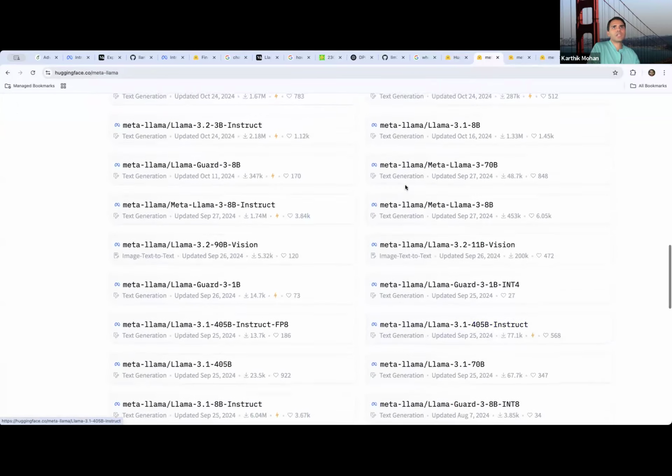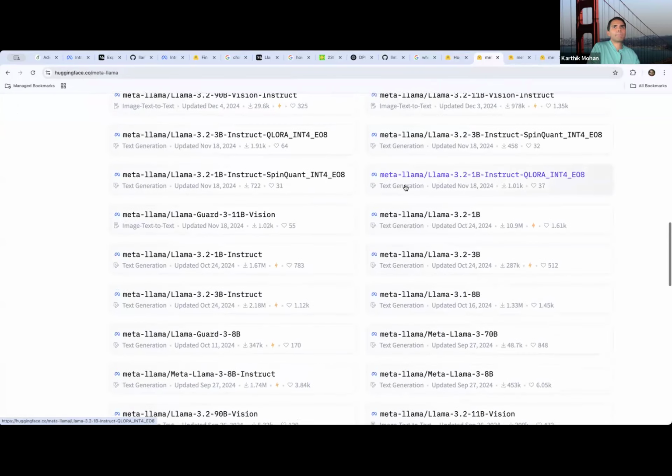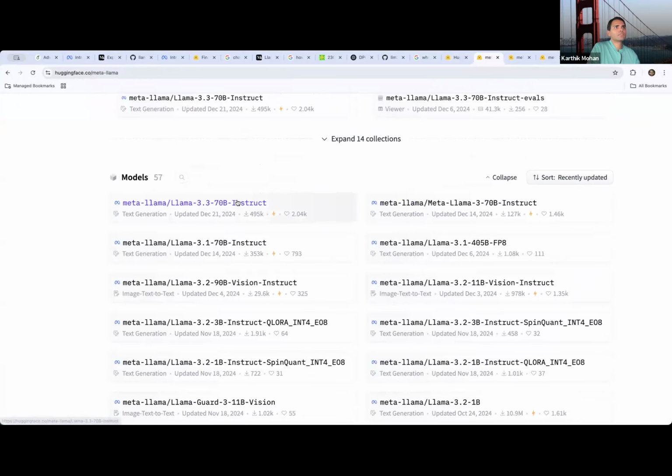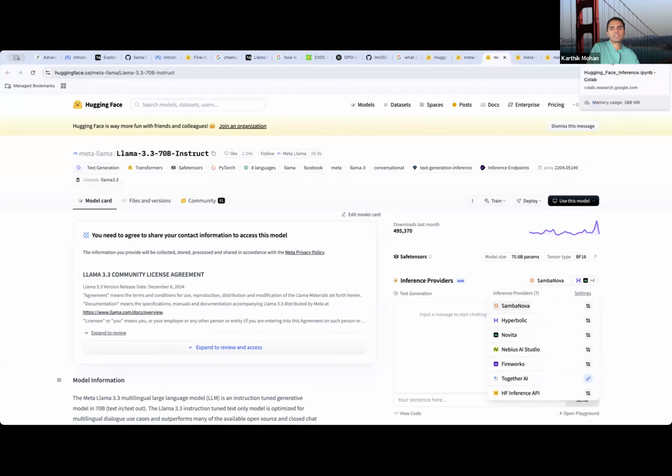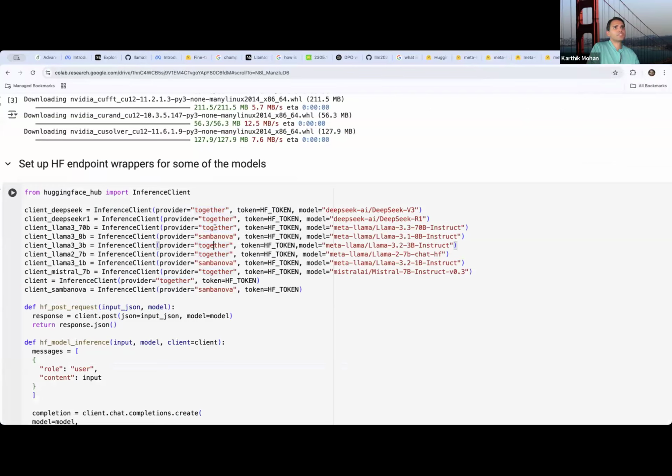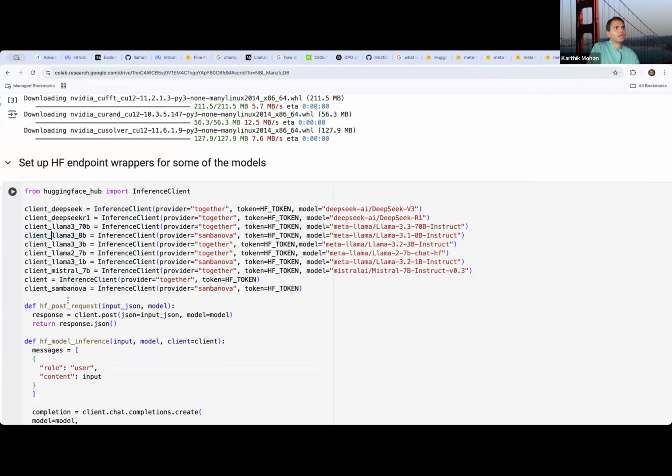So I go to Llama 3.3. Yeah, so this is the one. Llama 3.3 70 billion, the Instruct version. And I go there, and I see, oh, someone was there, but I also see Together AI. So you can pick any of them. I picked Together because it shows up for most of the models that I've tested here in the notebook. So then I just say the provider is Together for 70 billion, right? So now the inference clients are loaded.